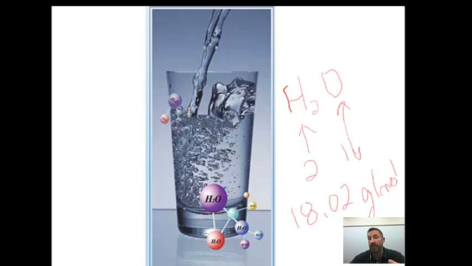So if you have 6.02 times 10 to the 23rd, and we could call these particles or molecules, and I'll abbreviate molecules MC, its mass would be 18.02 grams. And it also would have 6.02 times 10 to the 23rd particles or molecules in it.